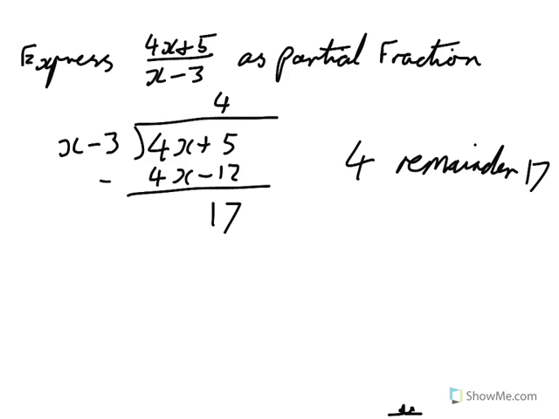Okay, but we can go one step further and think of, okay, well, what's that 17? What's that 17 out of? Okay, so it's 4 plus 17 out of x minus 3. Alright, so that's that particular one expressed as a partial fraction. We can't go any further with that particular type. Alright, so let's have a look at another one.